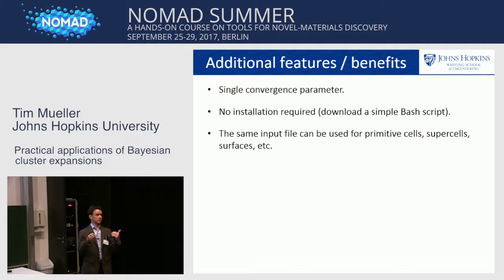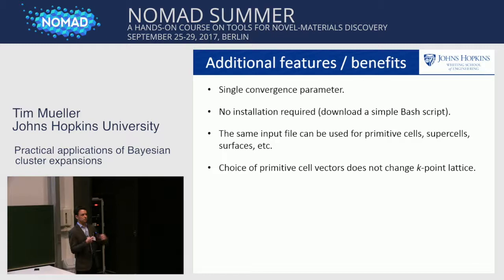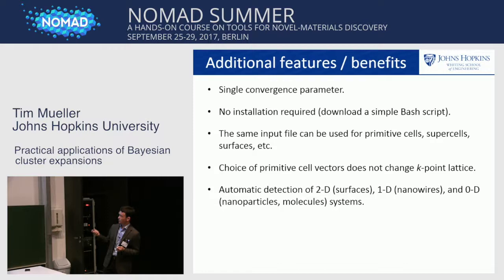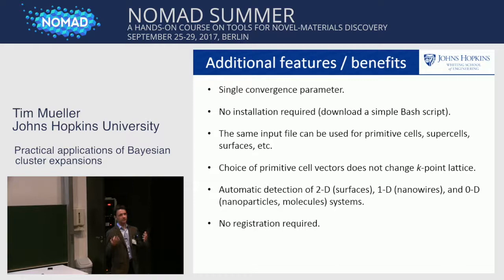And similarly, the choice of your primitive cell vectors doesn't change your k-point grid. Something that's always bothered me about the Monkhorst-Pack approach is that if you choose a different representation of your primitive cell, you change your k-point grid. You can change your answer, too. That's no longer the case here. And so finally, we automatically detect slabs, nanoparticles, nanowires, et cetera. And there's no registration required. There's no username and password. You basically download the script and you're ready to go. So you can get started pretty quickly.